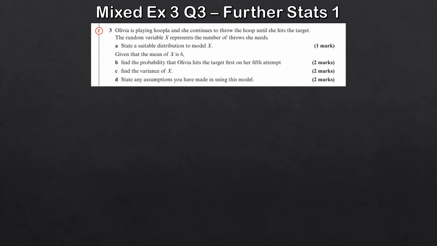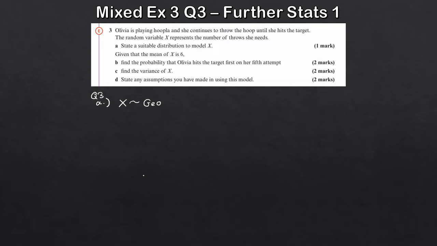So this time now, we've got Olivia playing hoopla, and she continues to throw the hoop until she hits the target. So we've got a random variable x, and part A asks us to state the suitable distribution. Question 3a, the suitable distribution, so it's x again. It's going to be a geometric distribution, but what's my probability? Well, we're actually not given one.